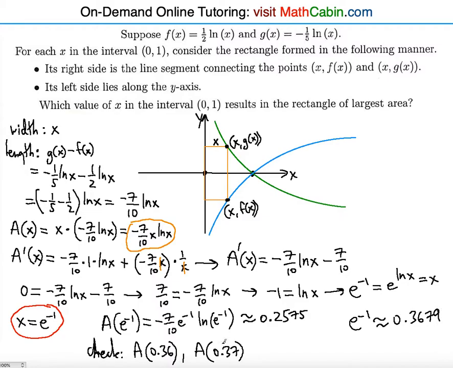Right? So basically this is for your own practice. Check these areas and you will know that the areas you get from these values, when you plug them in there, will be smaller than 0.2575. This is for your own practice. You can check yourself that way. We already checked the endpoints, that this is indeed the largest area possible with this x value of e to the negative 1.